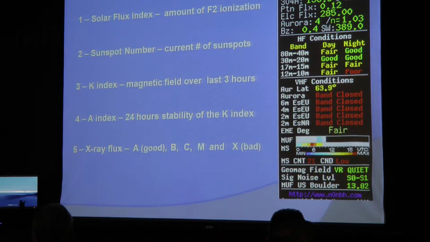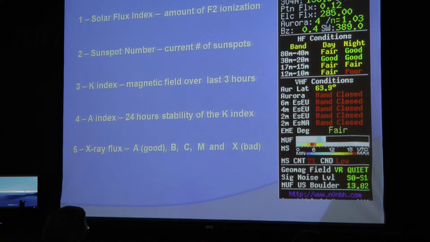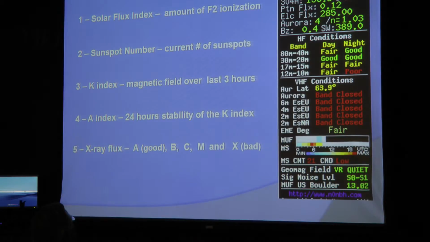And I've got a little chart to answer that question. The X-ray flux, which is this B8.5 up there, you see, I'm not going to bother you with the numbers, but the letters are really important. So there's the formula. A is good, B is less good, C is less good, M is really less good, and M is so less good it's bad.